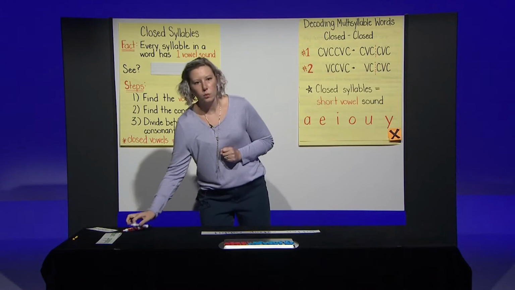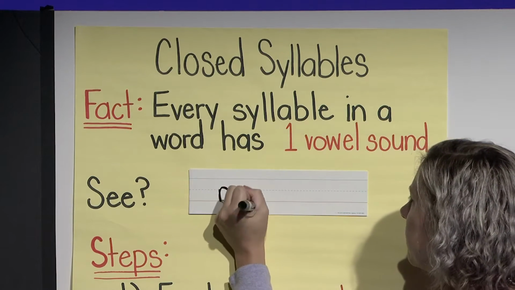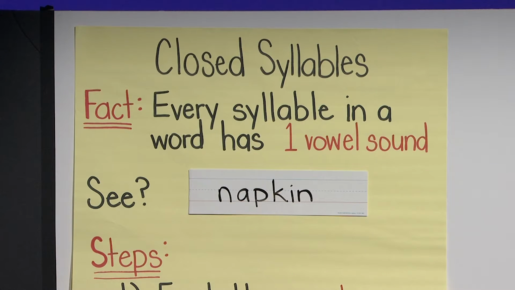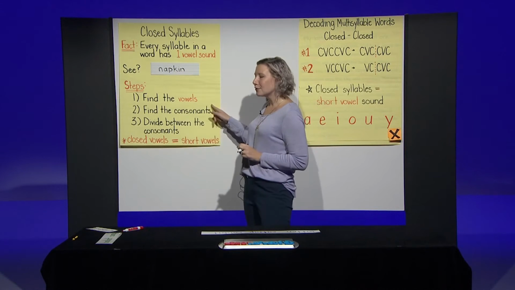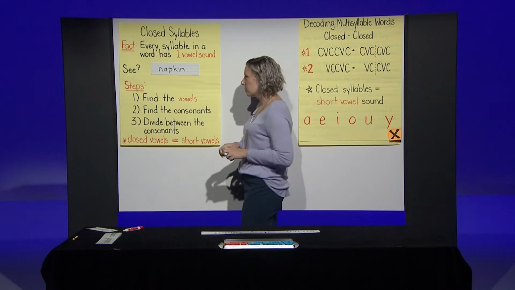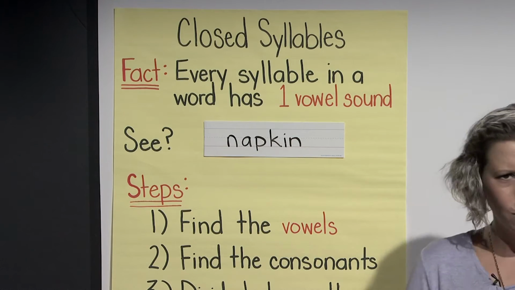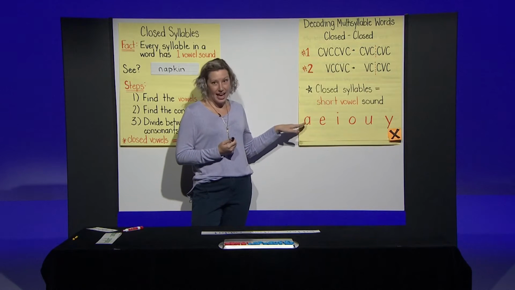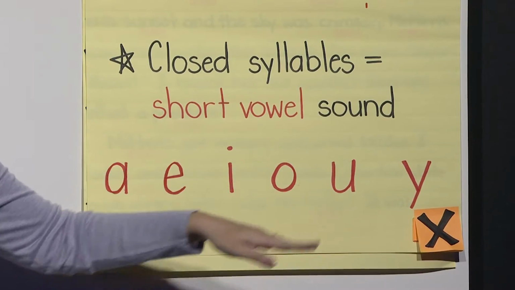Let's practice with a word. What if I write this word? I want to be able to read this word and tell how many syllables are in the word. Let's follow the steps to figure out what this word says and how many syllables are in it. First, I want to find the vowels. What are my vowels? Good thing you asked. My vowels are A, E, I, O, and U.